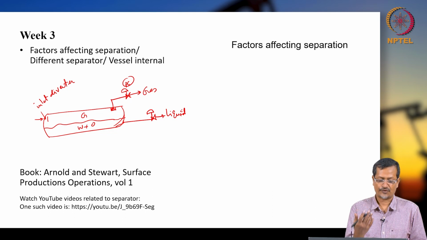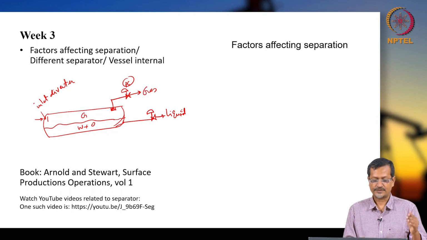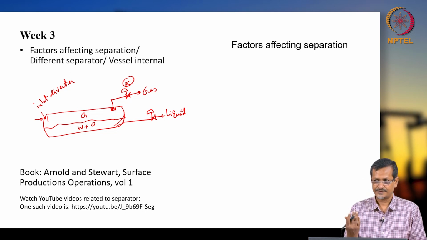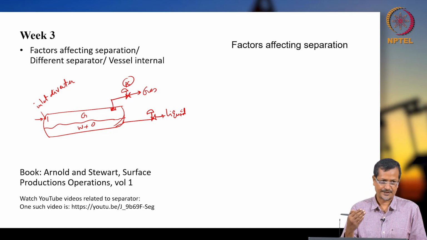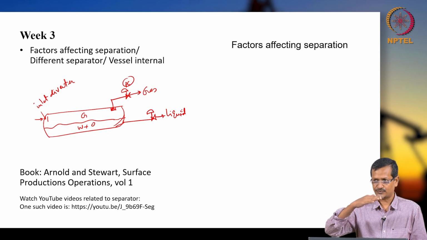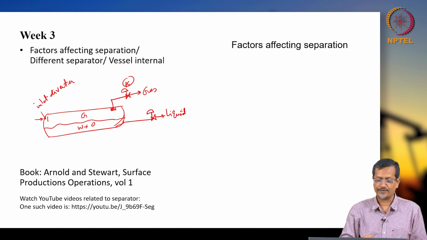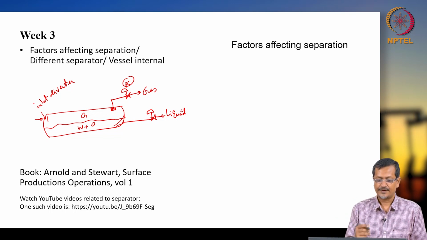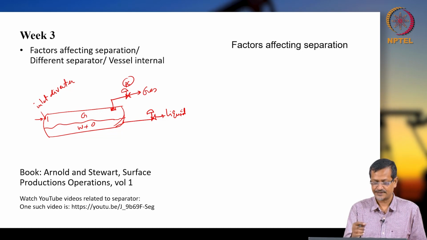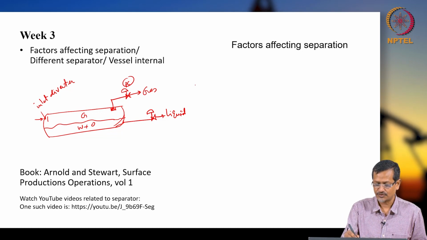Now this is the simplest form of a separator. The actual separator will have several other fittings also. For example, there will be waves because of offshore systems. The fluid will create waves, and those waves will create problems, so we should have a wave breaker. Sometimes we have a vortex breaker, and some other fittings we will discuss later. So this is the two phase horizontal separator.